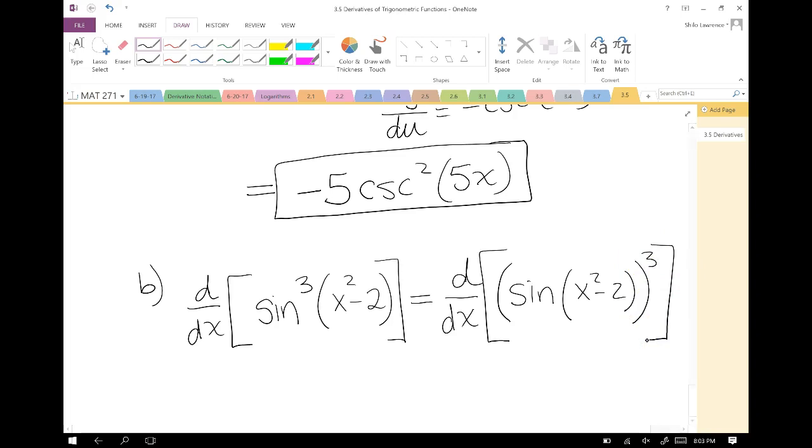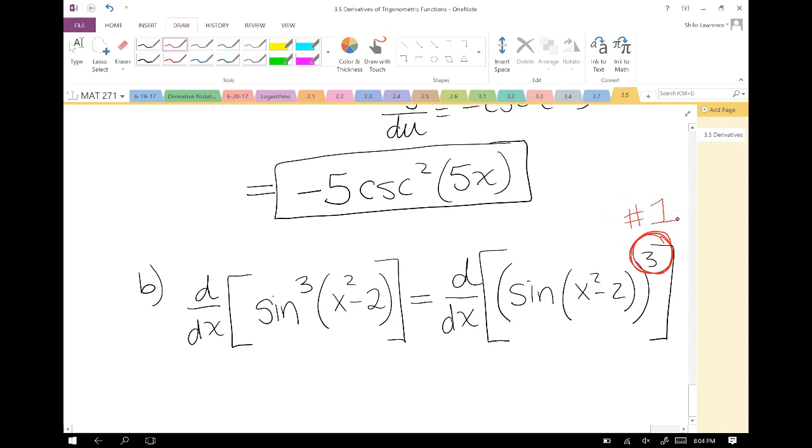So there's like 3 layers to this function. There's the cubed, that is the outermost layer. There are no parentheses holding that in, besides those brackets that say do the derivative. So this is our outermost layer here. And when we do the chain rule, we always start with the outside. So that's going to be our step number 1.